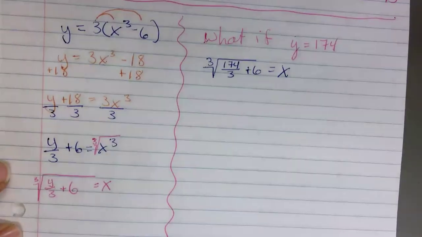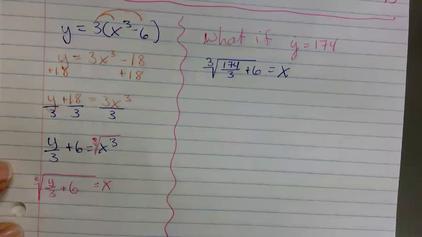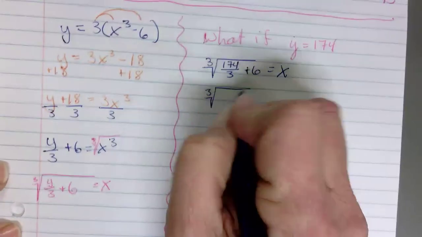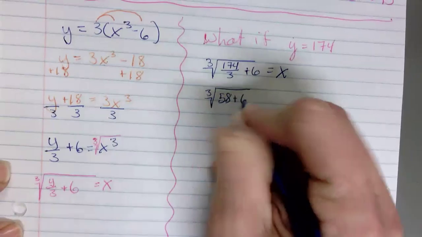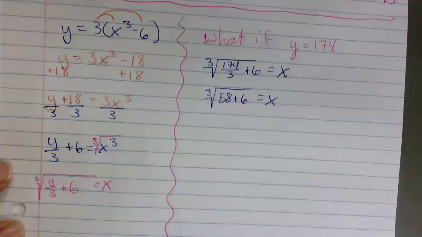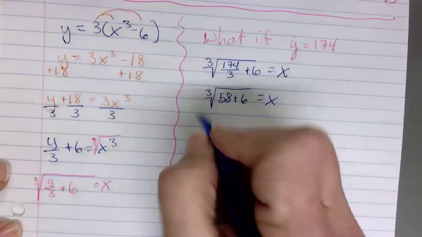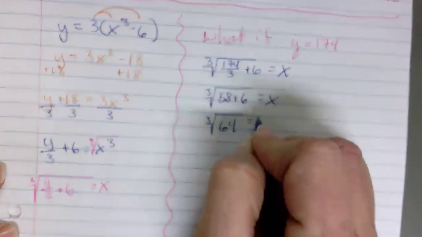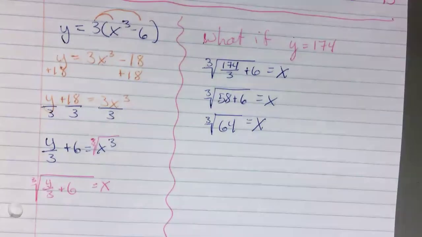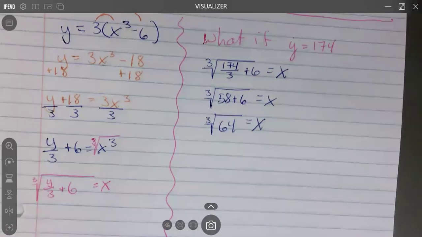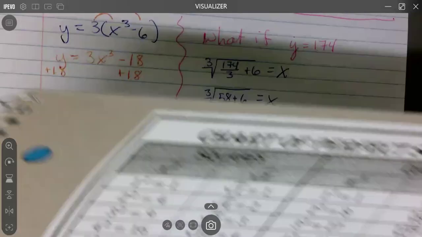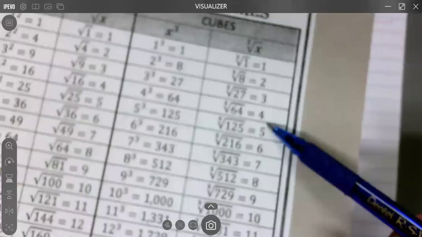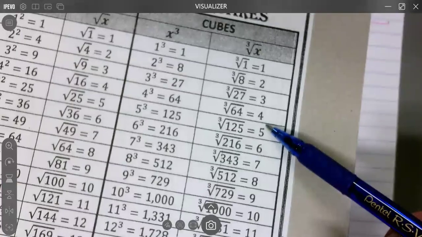174 divided by 3 equals 58. So we get the cube root of 58 plus 6 equals x. We get the cube root of 64 equals x. And it would stay like that, except that we need to check our cube root chart, right? And the cube root of 64 does equal a nice pretty number. So the cube root of 64 equals 4.